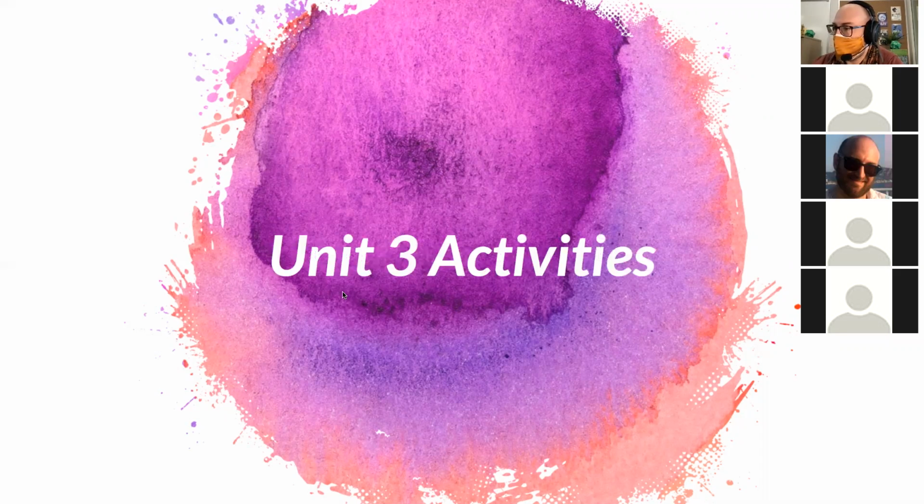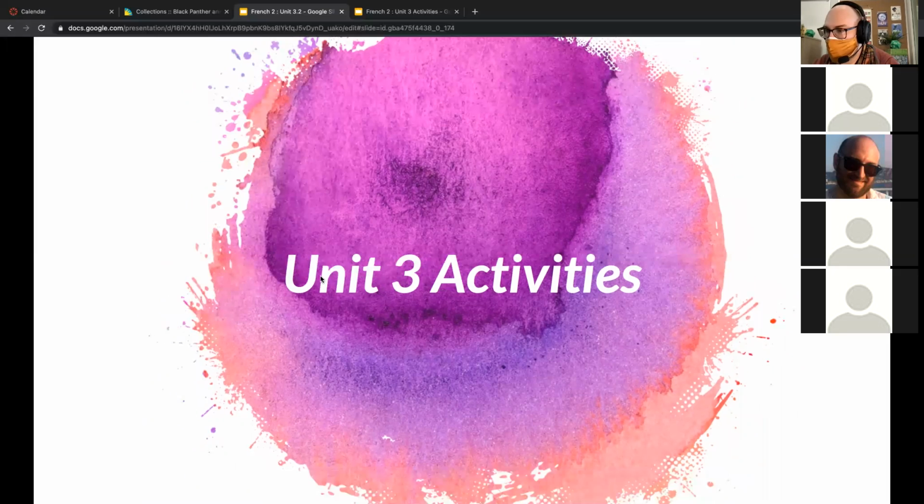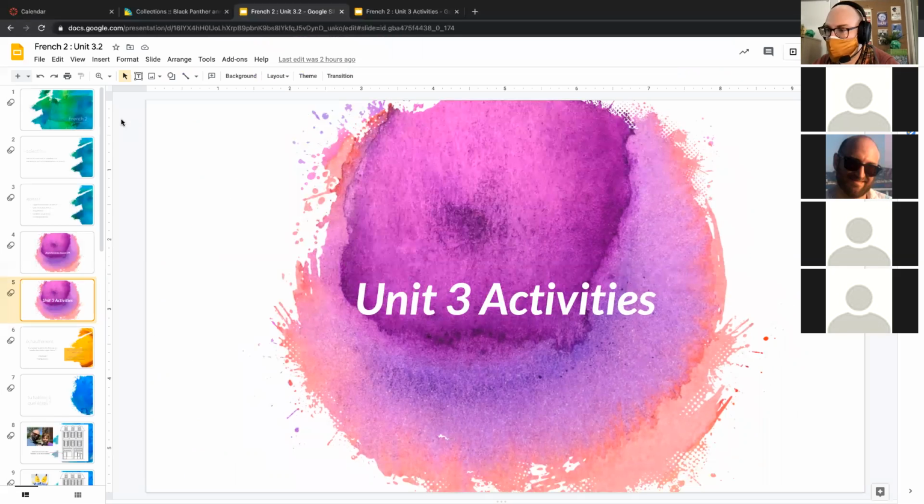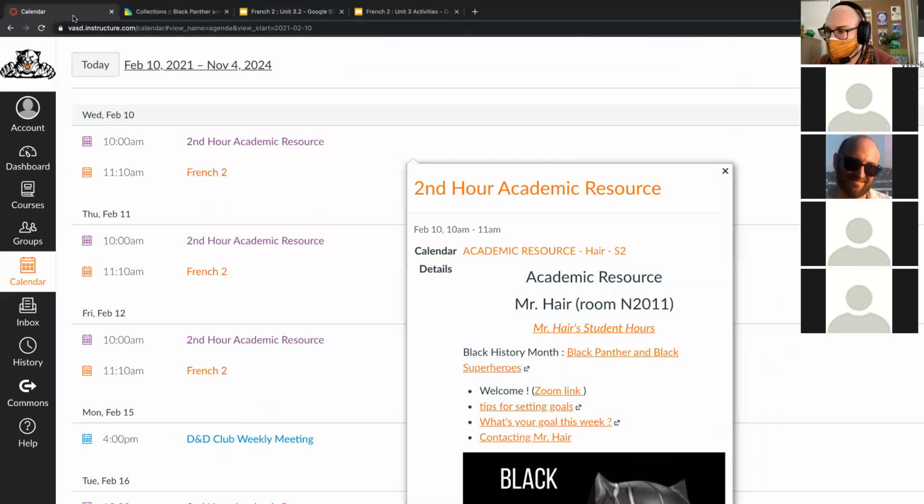So the Unit 3 activity packet. If we take a look at our Canvas calendar, you can find it as a link. So again, up here on our Canvas calendar, go down to French 2.